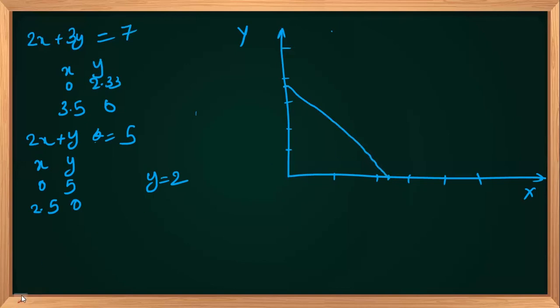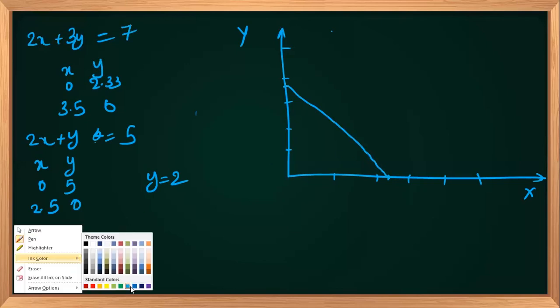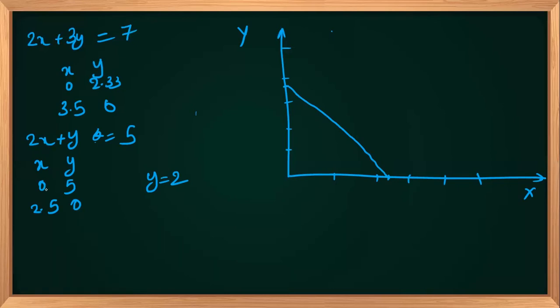Now let me take another color. What about the second one? When x equal to 0, y equal to 2.5, which means here. When y equal to 0, x equal to 5, which is this 3, 4, 5. This one. A line like this. And what about the third one? Y equal to 2 means it's a straight line parallel to the x-axis. So this is y equal to 2.